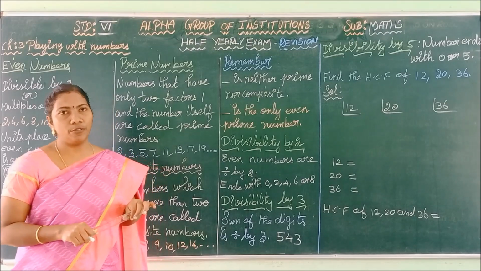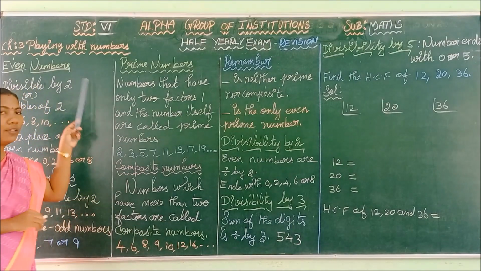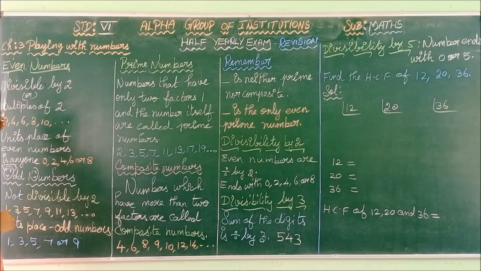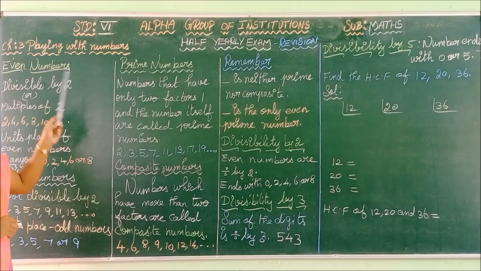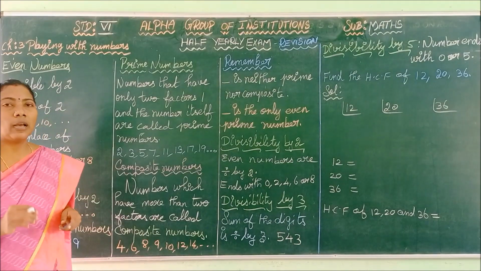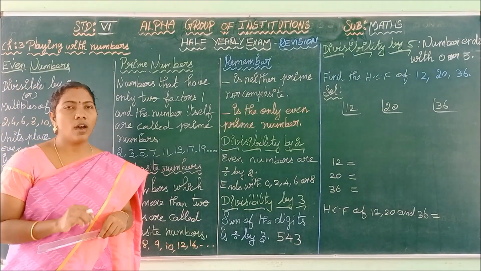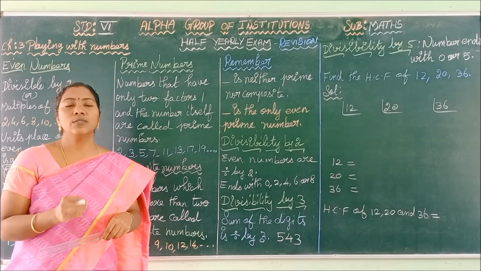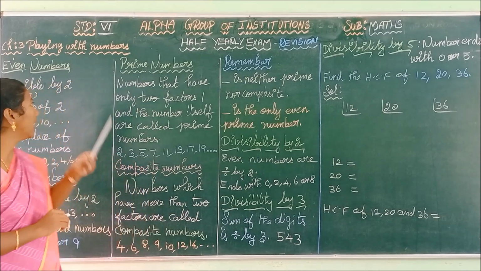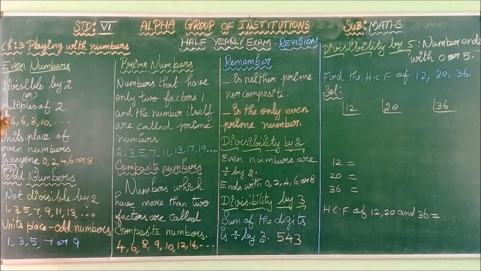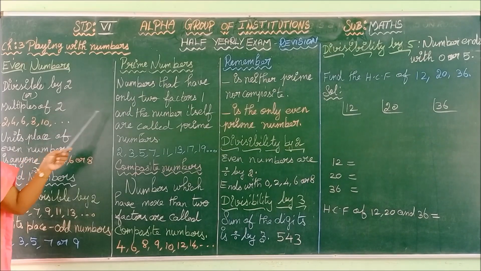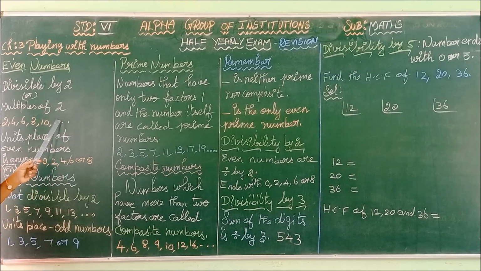Now we are going to revise chapter number 3, Playing with Numbers. Okay. First we are going to revise about even numbers. What is meant by even numbers? Numbers which are divisible by 2, or we can also define them as numbers which are multiples of 2. Numbers which are divisible by 2 are called even numbers. Also the numbers which are multiples of 2 are called even numbers. What are the even numbers? 2, 4, 6, 8, 10, 12, 14, 16, etc. These numbers are said to be even numbers.